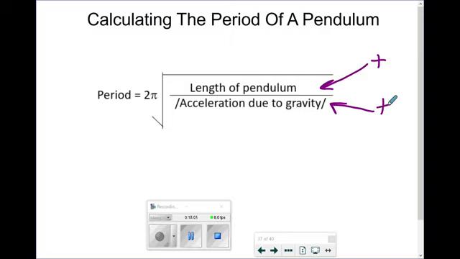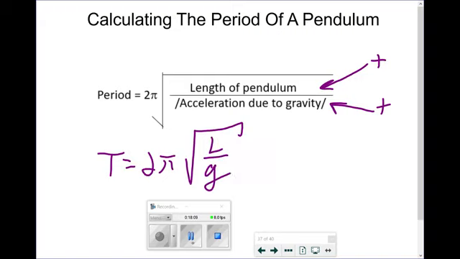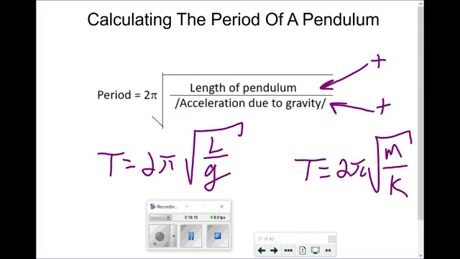The equation will often be written in the form of T is equal to 2 pi square root L over g. You may notice that this is very similar to the equation for a spring, at least in the way that it generally looks, which was that the period of a spring is equal to 2 pi square root mass over spring constant.